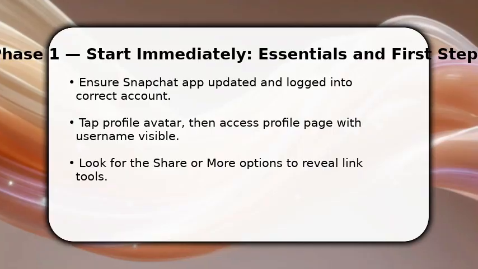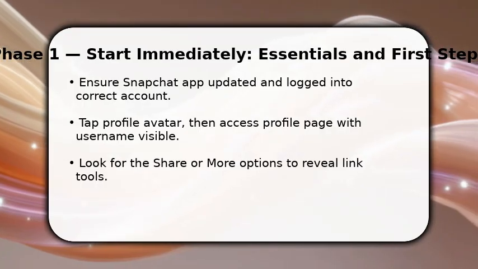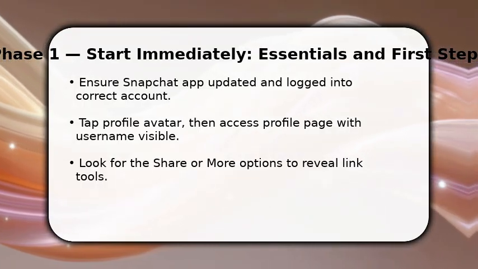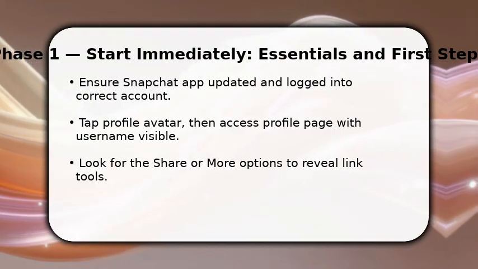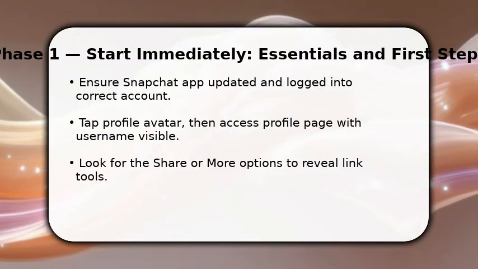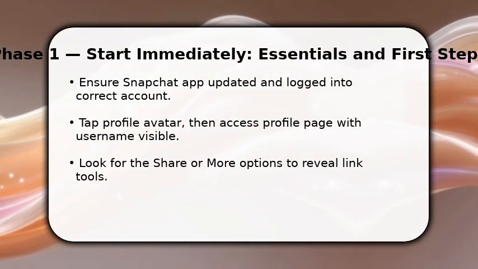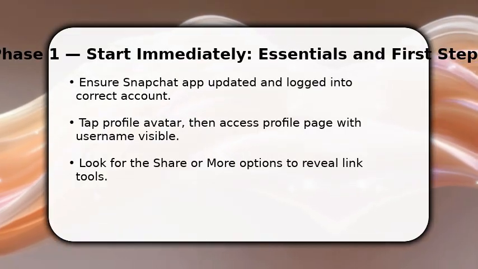You start by opening Snapchat and confirming you are in the right account. This avoids sending the wrong profile. Once logged in, tap your avatar to open the profile screen so the app shows your username and snap code. Make sure notifications or permissions aren't blocking share options. If they are, grant temporary permission.